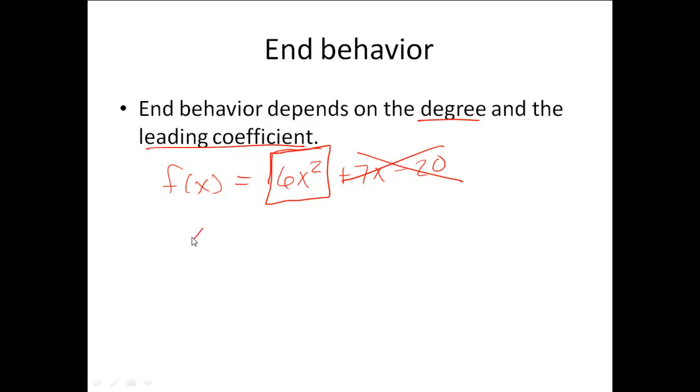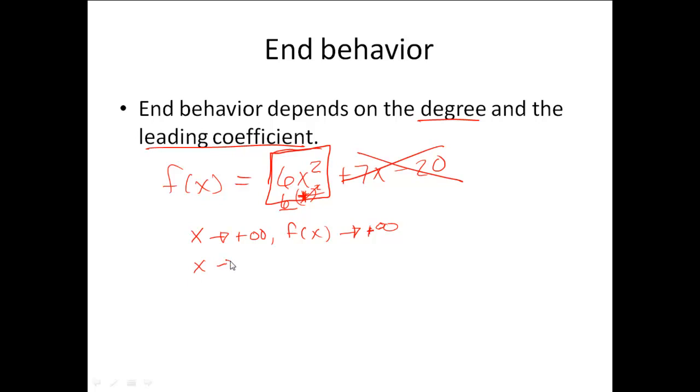So I want to start out by putting as x approaches positive infinity, f of x approaches. Well, what I need to do is analyze this. As I approach a really big positive number, what's going to happen to that really big positive number when I square it? Well, it's going to get even bigger, and it's going to be positive. So I'm going to end up with a really big positive number. Then I have to ask myself, what happens next when I take that really big positive number and I multiply it by 6? Well, it's going to be an even bigger positive number. So we would be approaching positive infinity.